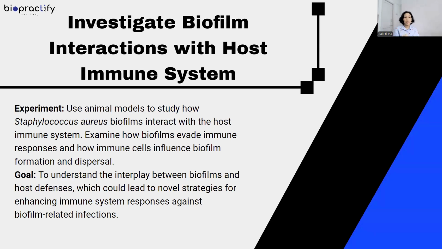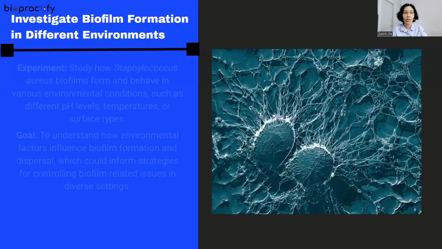So we can use animal models as it was used, but I think the role of the animal model was not that much pronounced in this experiment. So we can use animal models to study how Staphylococcus aureus biofilms interact with the host immune system, examine how biofilms evade immune responses, and how immune cells influence biofilm formation and dispersal, to understand the interplay between biofilms and host defenses, which could lead to novel strategies for enhancing immune responses against biofilm related infections.